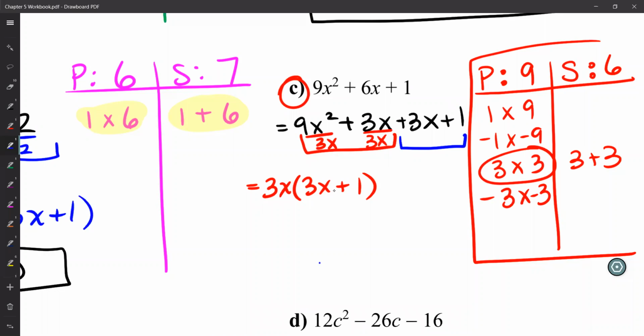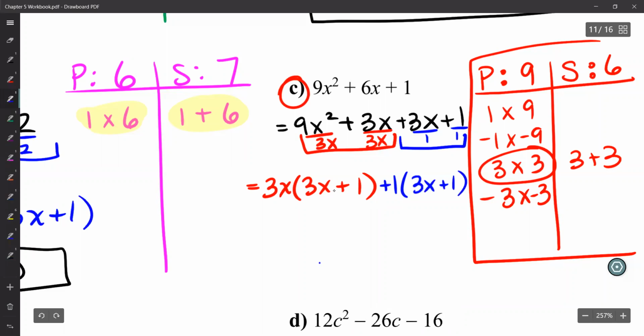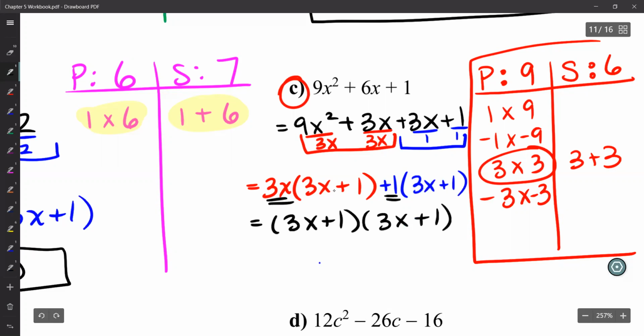Oh, yeah. So the most you can take out from this is just 1, because they don't really have anything common. Yeah. But take out a plus 1. And we'd be left with really the same thing, 3x plus 1. And then final bracket here, 3x plus 1. And in the second bracket, we'll be left with 3x plus 1.